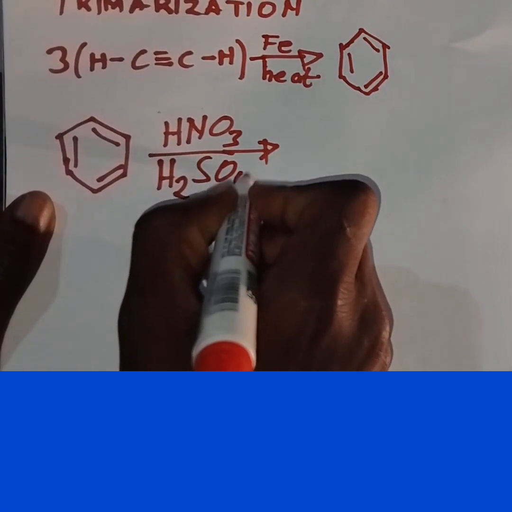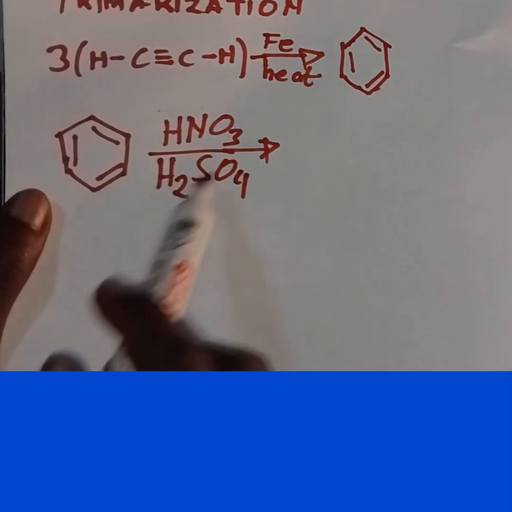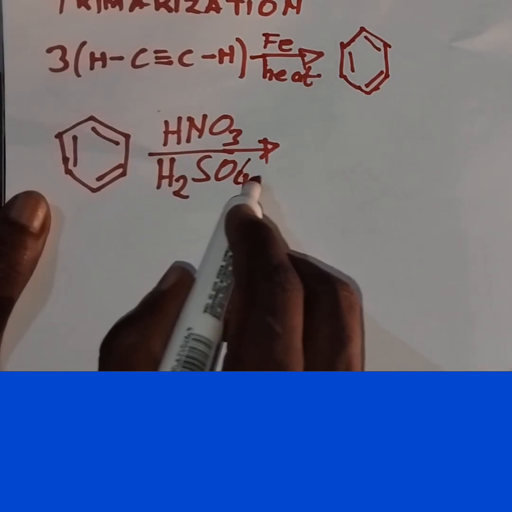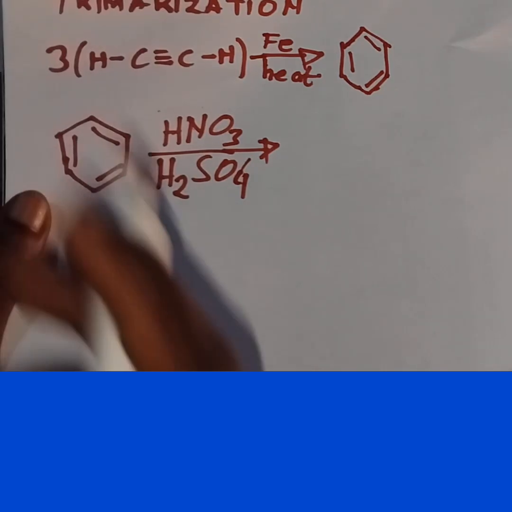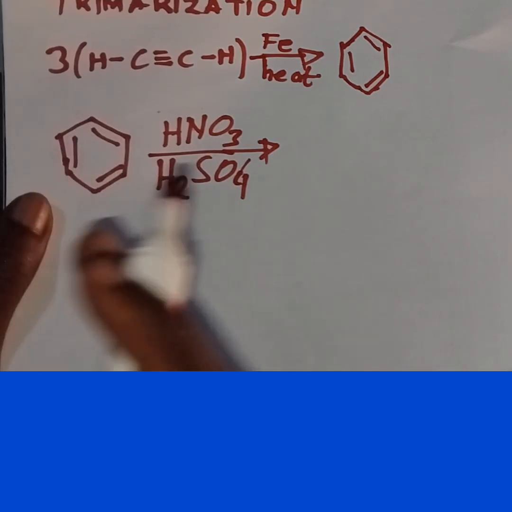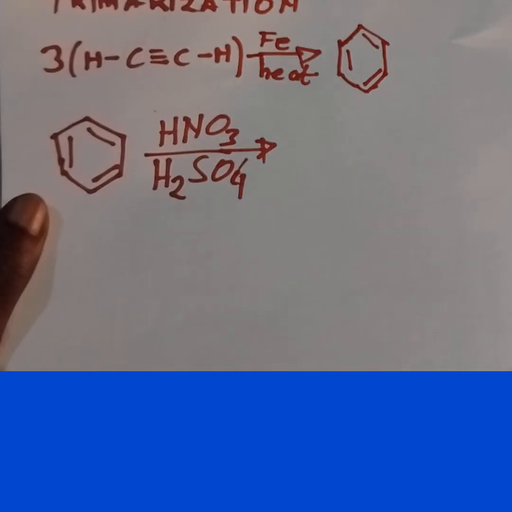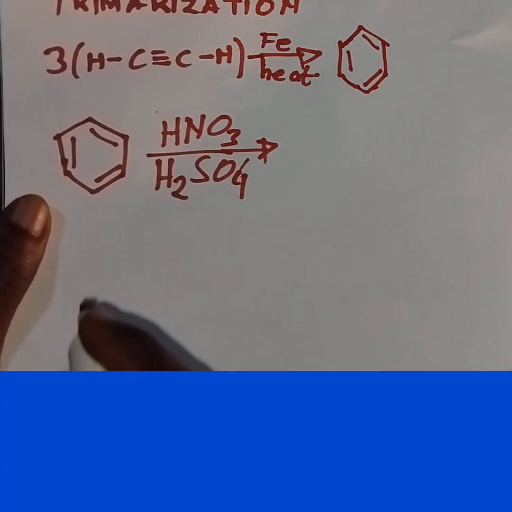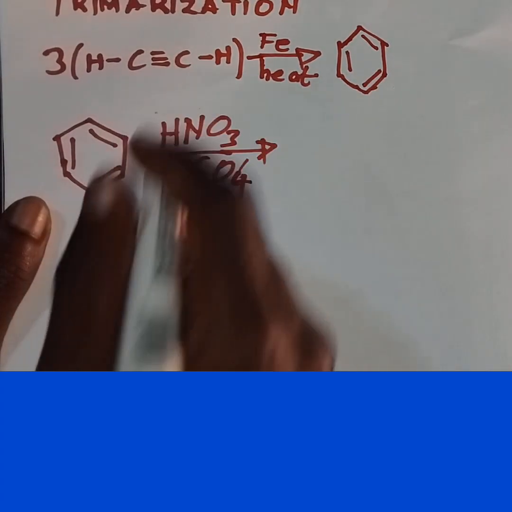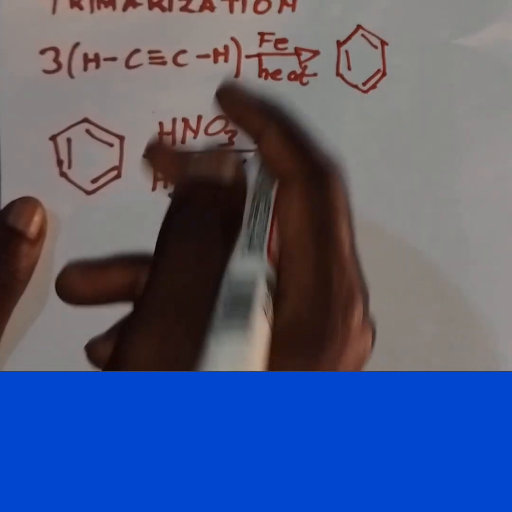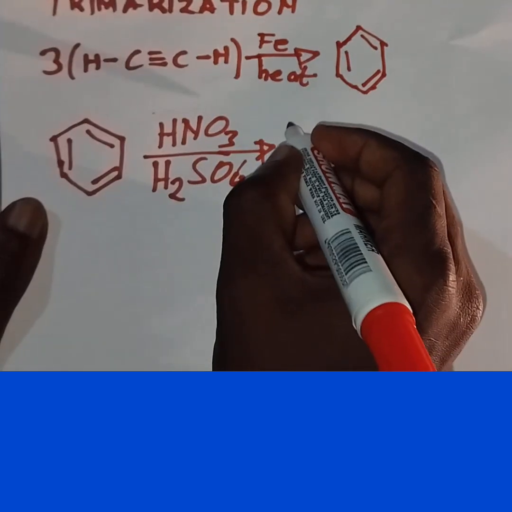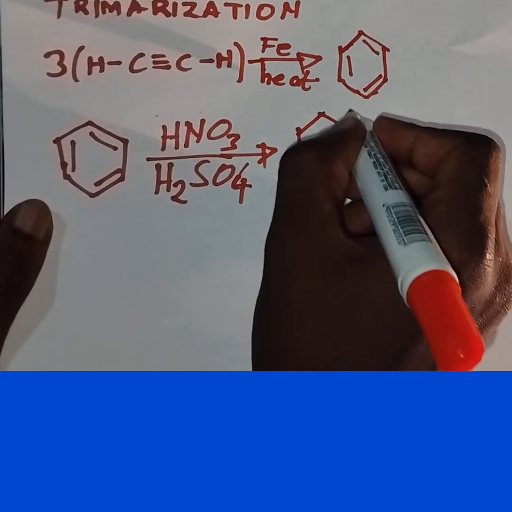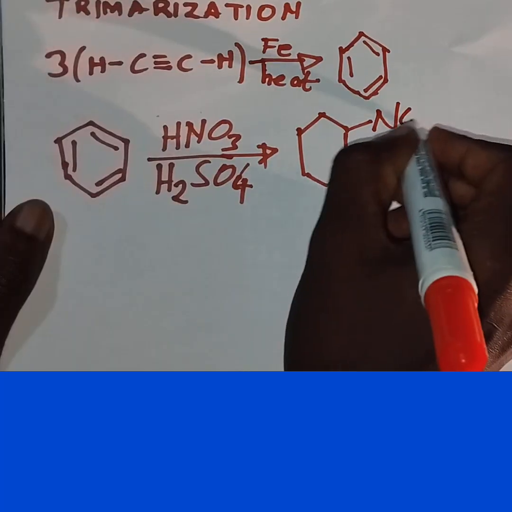One can ask, what is the function of sulfuric acid in the reaction? Sulfuric acid acts as a catalyst, but it can also act as a dehydrating agent, removing water that can be formed during the formation of nitrobenzene. Here the reaction will be as follows. Yes, this is the nitrobenzene.